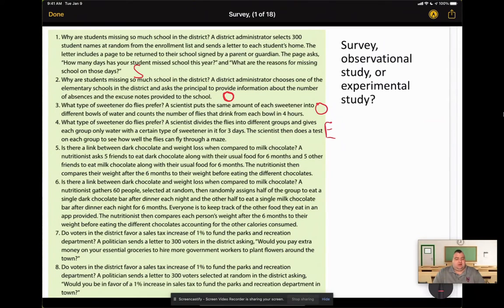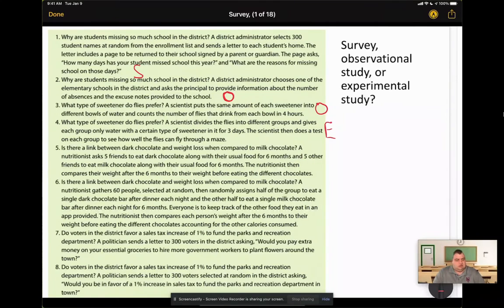Number 5, is there a link between dark chocolate and weight loss when compared to milk chocolate? A nutritionist asked 5 friends to eat dark chocolate along with their usual food for 6 months, and 5 other friends to eat milk chocolate along with their usual food for 6 months. The nutritionist then compares their weight after 6 months to their weight before eating the different chocolates.